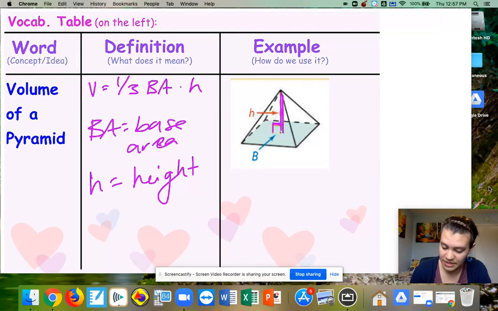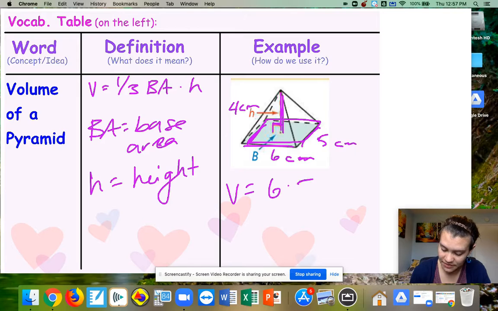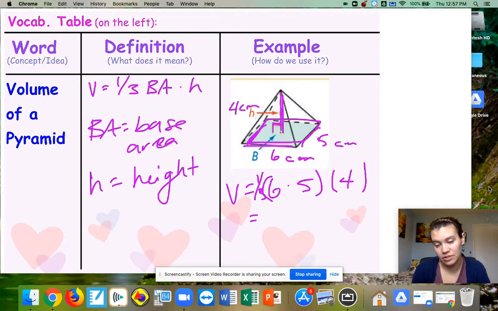So if we say the height here is 4 centimeters, and let's say we have 6 on this side and 5 centimeters on this side, you're going to find your volume then. Our base area, we have a nice rectangle. So you can just take 6 times 5, and then times 4, and then a third out front. You can type this all into the calculator. When you type 1/3, just do 1 divided by 3, and then multiply everything out, and you should get 40 centimeters cubed.